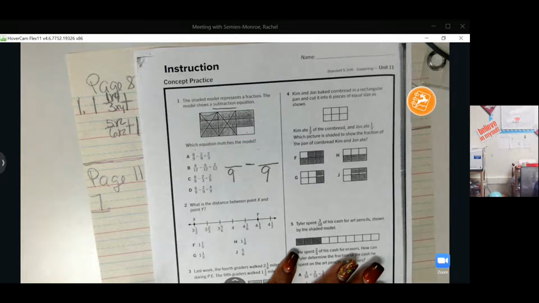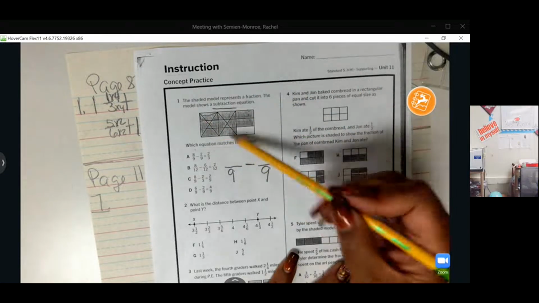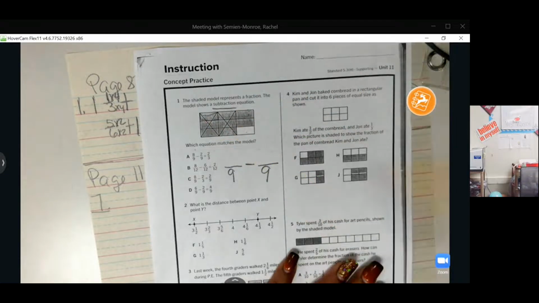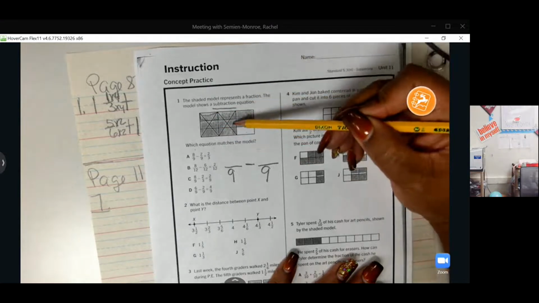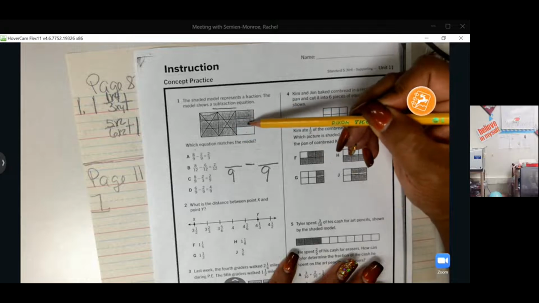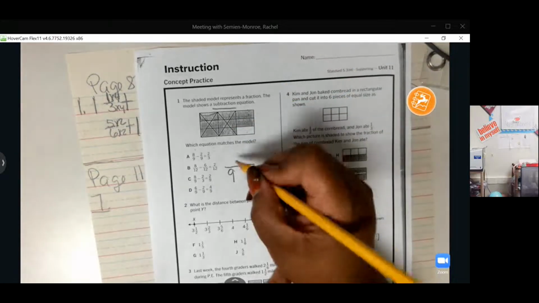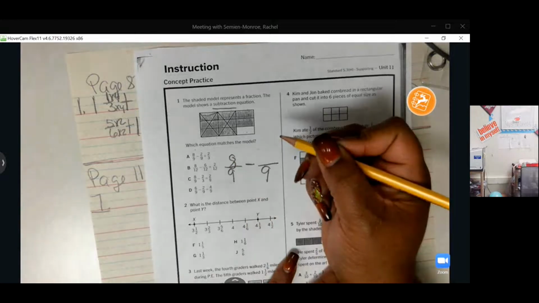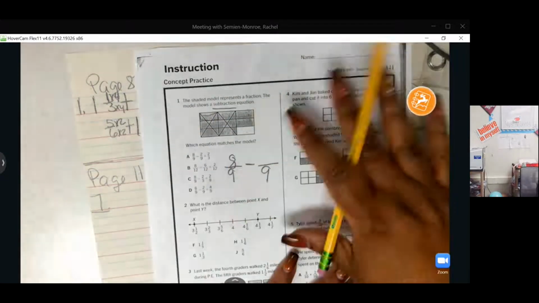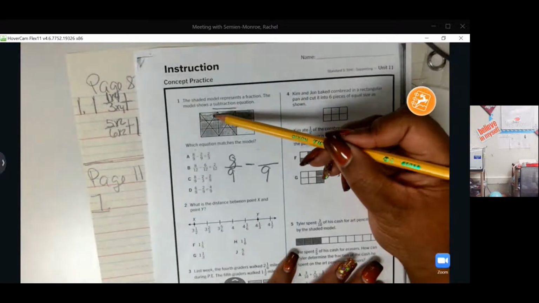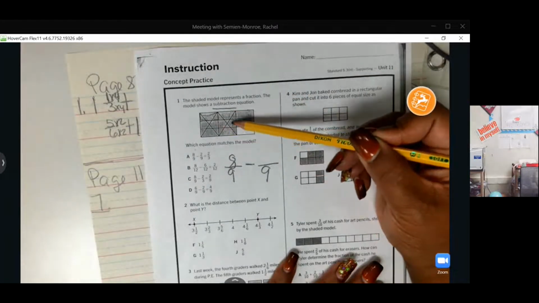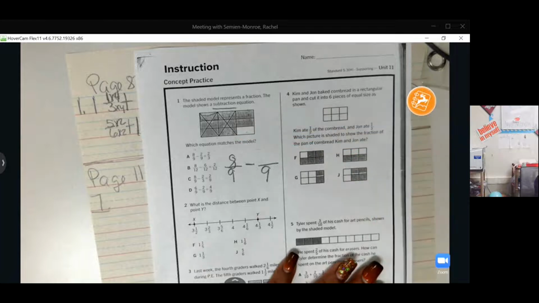Now, looking at this model, how much is shaded that is not crossed out? How much is shaded that does not have any crosses on it? Let's find out. We have 1, 2, 3, 4, 5, 6, 7, 8. And I apologize. I said how many that does not have a cross out. I meant how many are just shaded. How many are shaded? Let's do it again. 1, 2, 3, 4, 5, 6, 7, 8.